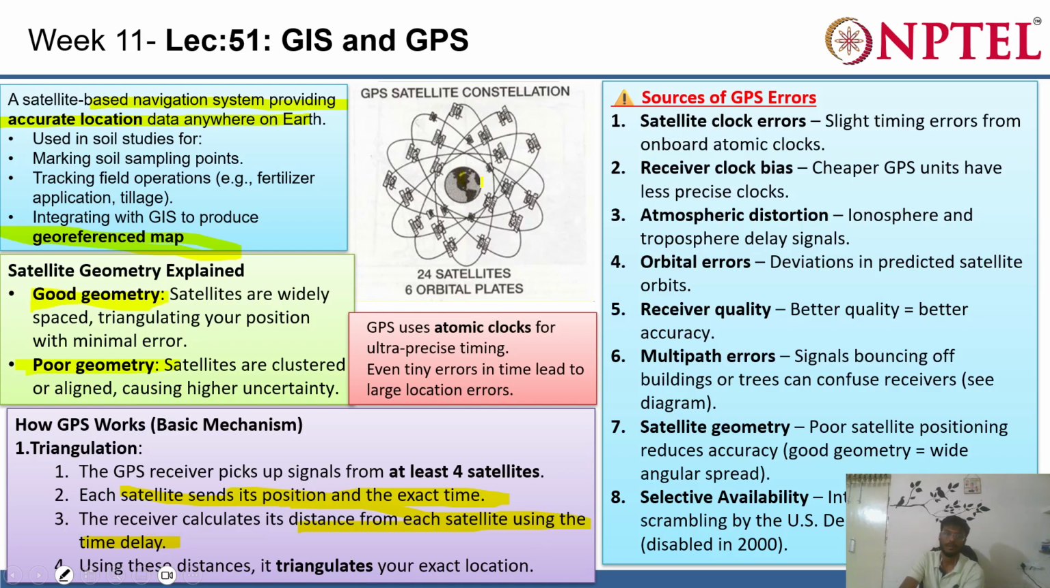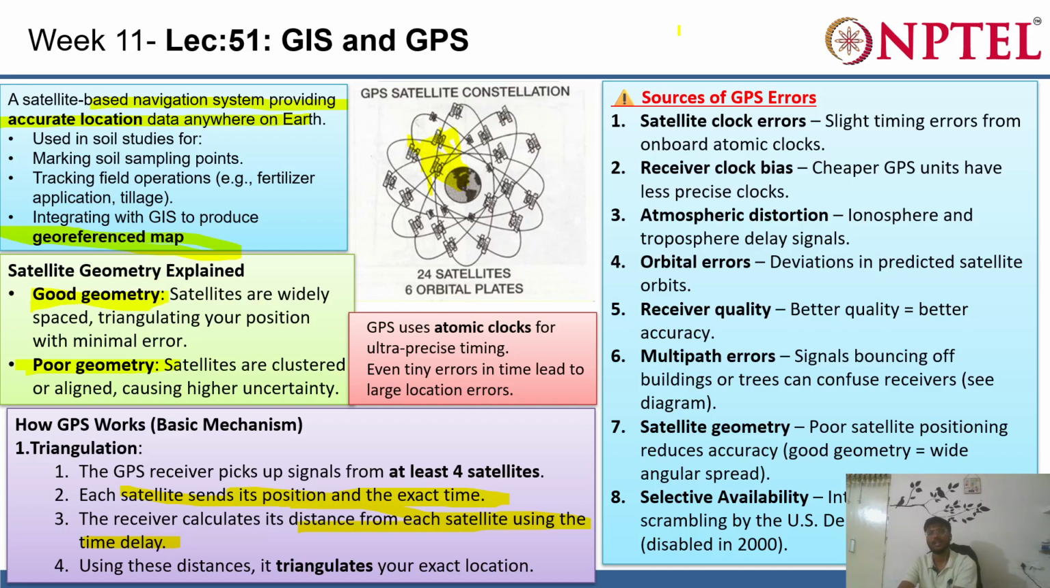For example, we are here, and once we are at our location, the receiver connects to the four satellites that are nearby. Then these satellites send the exact time and position of the satellite, and based on that data, the receiver calculates its exact position by the triangulation principle.